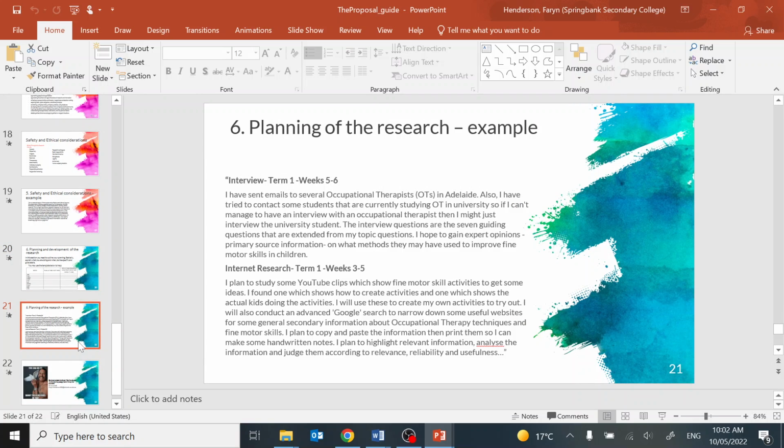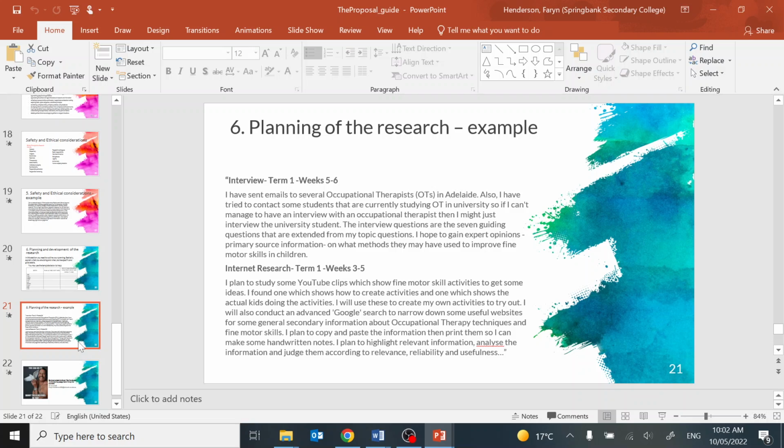And then it's similar to what this person did. So they're doing the interviews during term one, then internet research term one. They talk about all the things that they're planning on doing. So the planning of the research is showing what you're planning on doing and when you're planning on doing it. So almost like a bit of a checklist. Okay.